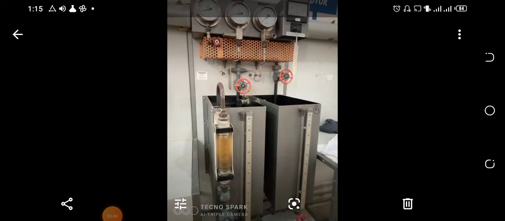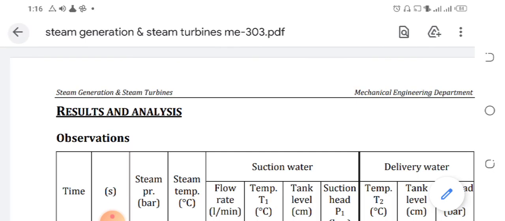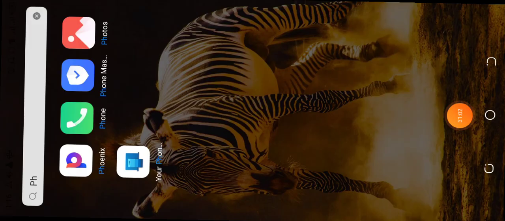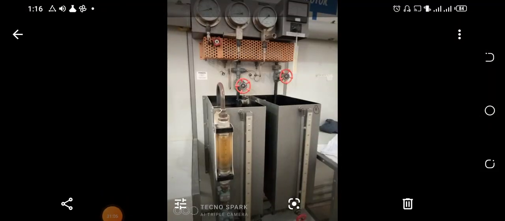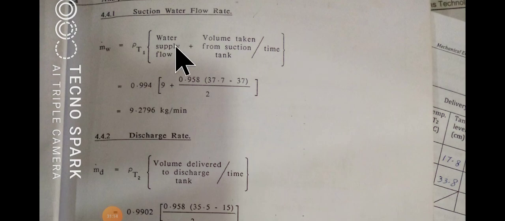So this is 9 liters per second. We have taken the water flow rate from this, and another from the level of this, that is how much water is coming over here and going towards the next section. So we take this average value in the calculation. This is the density of the water.